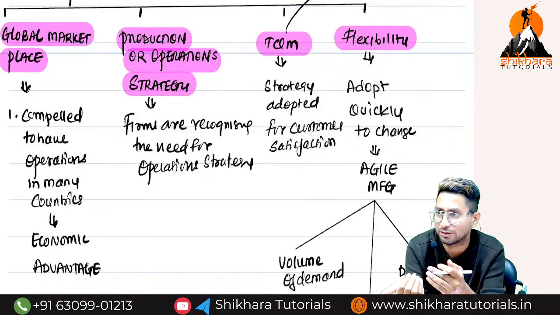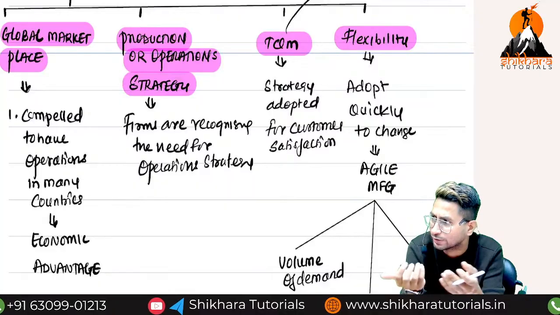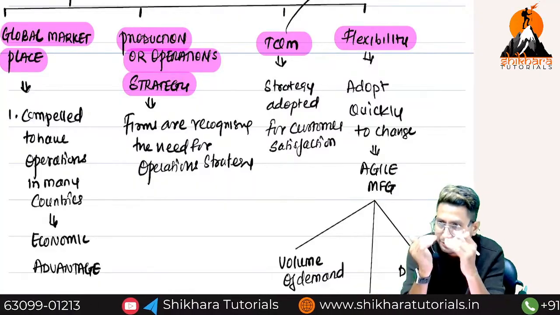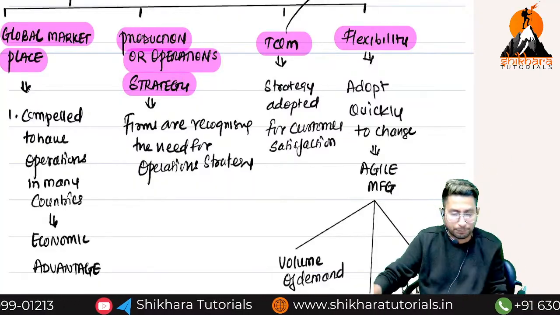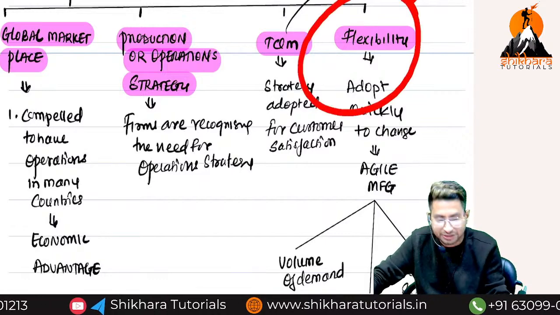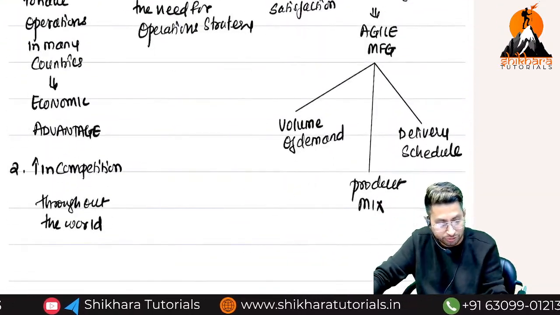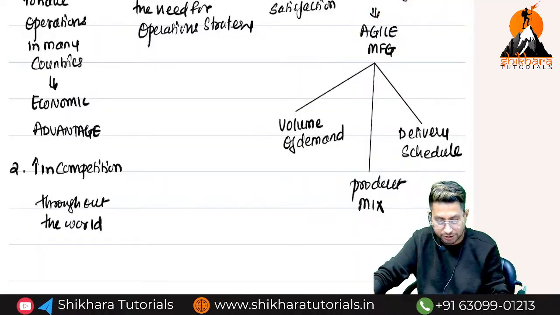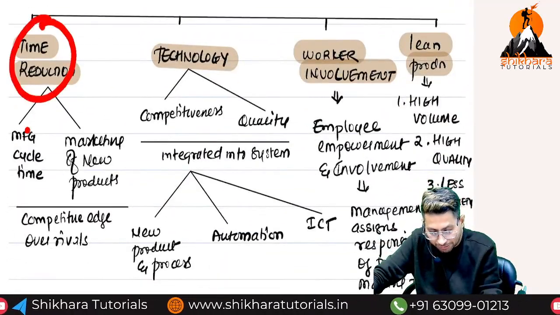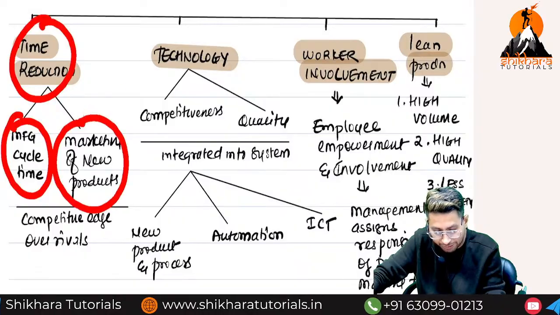Earlier you were doing ledger verification in 2 hours. Now you do it in 1 hour 35 minutes. Little, slowly, step by step improvement. Plus, change your business according to the requirements of the market, which is also called as what? Agile manufacturing. Plus, reduce time in manufacturing, reduce time in marketing also.